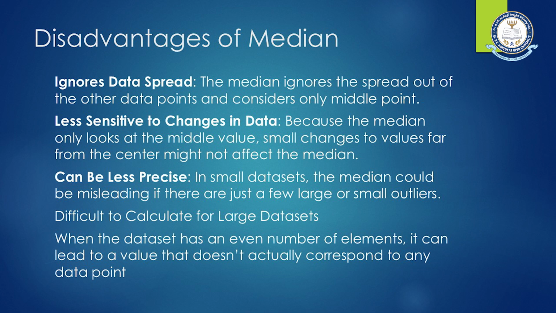It is less sensitive to changes in the data. For example, if instead of 10, we replace it by 100, the median is not changed, because the position of the median is not changed in the data set. The median looks only at the middle value, and even small changes to values from the center might not affect the median.